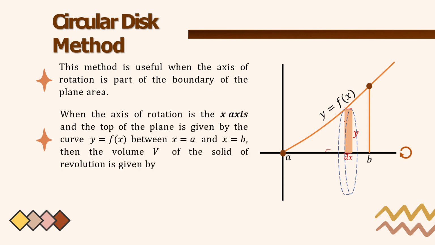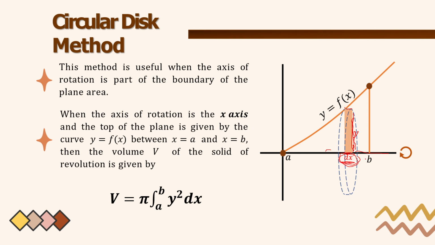When the axis of rotation is the x-axis and the top of the plane area is given by the curve y is equal to f of x between x is equal to a and x is equal to b, the volume of the solid of revolution is given by this one. Take note that in the circular disk method, the strip is always perpendicular to the axis of rotation. So when the axis of rotation is x, the functions that we are integrating are in terms of x, because this distance from a to b is our dx.